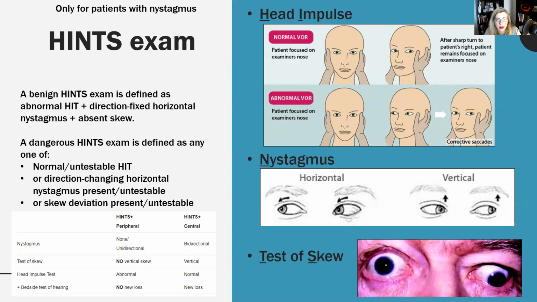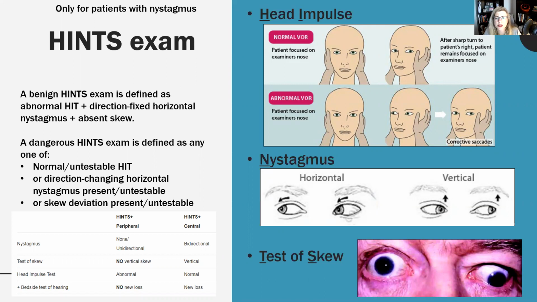The HINTS exam is something that I recommend you Google, or if you're in my class, you know that I've already assigned several videos of people doing HINTS tests with both a negative and a positive test. So you will get a chance to see this in real life shortly. But the HINTS test stands for the head impulse test, the nystagmus test, and the test of skew.